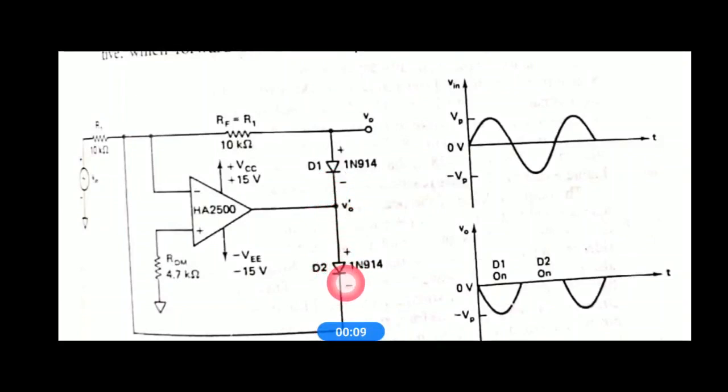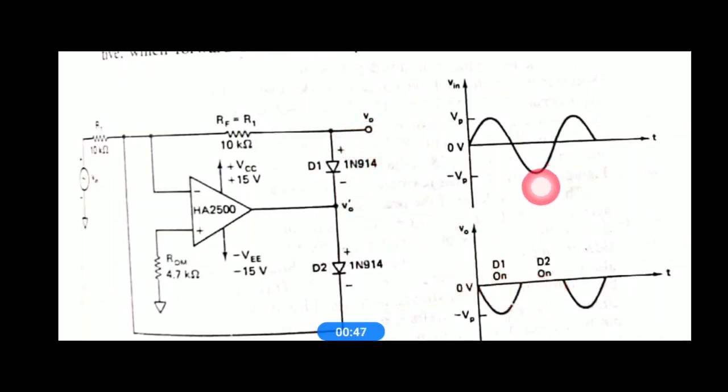Since diode D2 is forward biased, the voltage here is the same as the voltage at V0 dash, which is not equal to positive saturation. So during the negative half cycle, the output of the op amp does not remain positive saturated, right? Therefore the actual output which we are taking here is 0.